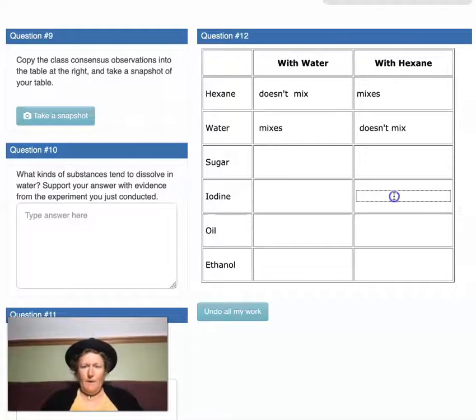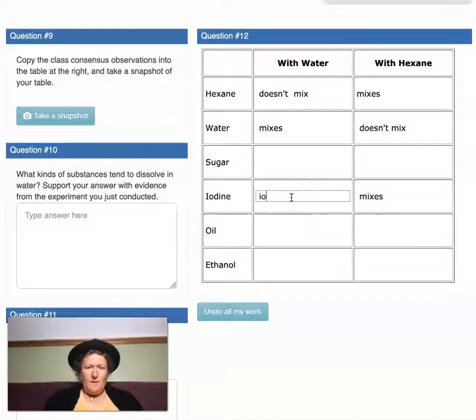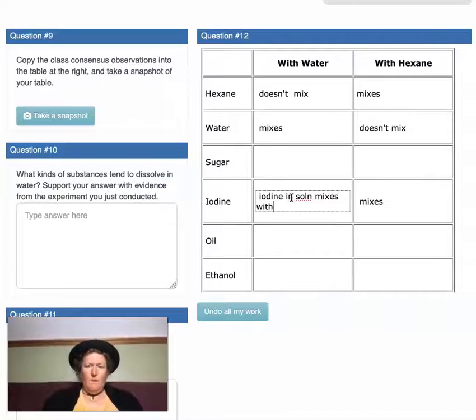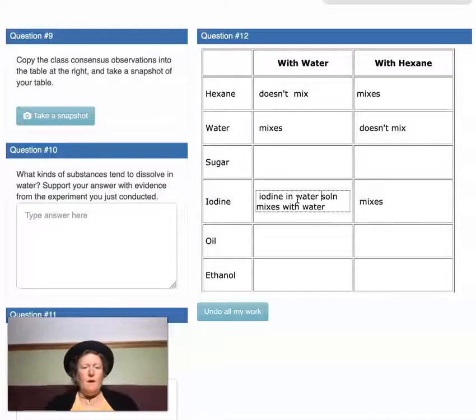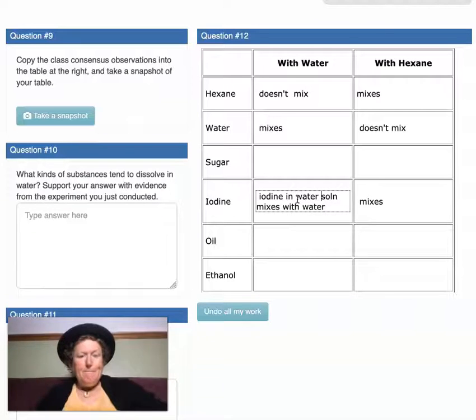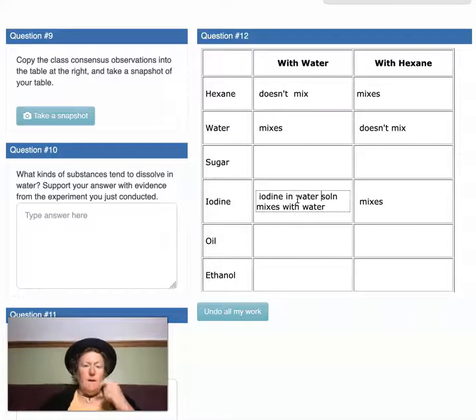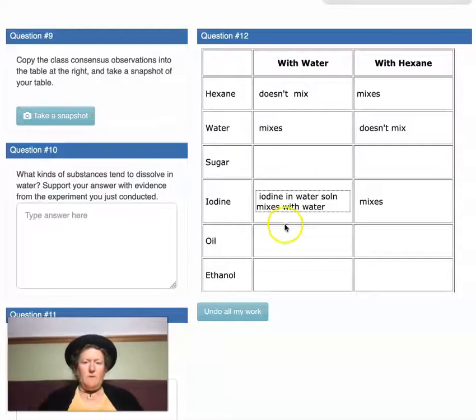So, yes, it mixes with hexane, and we'll just qualify this. Iodine in solution mixes with water. Iodine in a water solution. You can make iodine dissolve in water, iodine ions, if you use a salt of iodine, and that's a little bit of a chemistry trick.